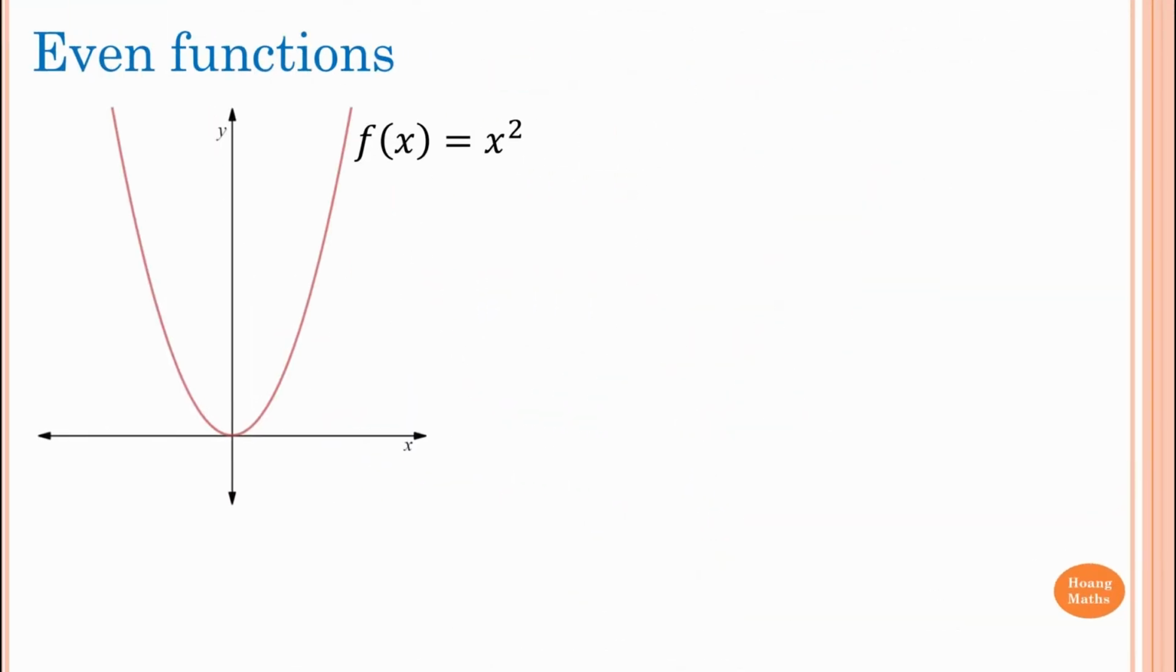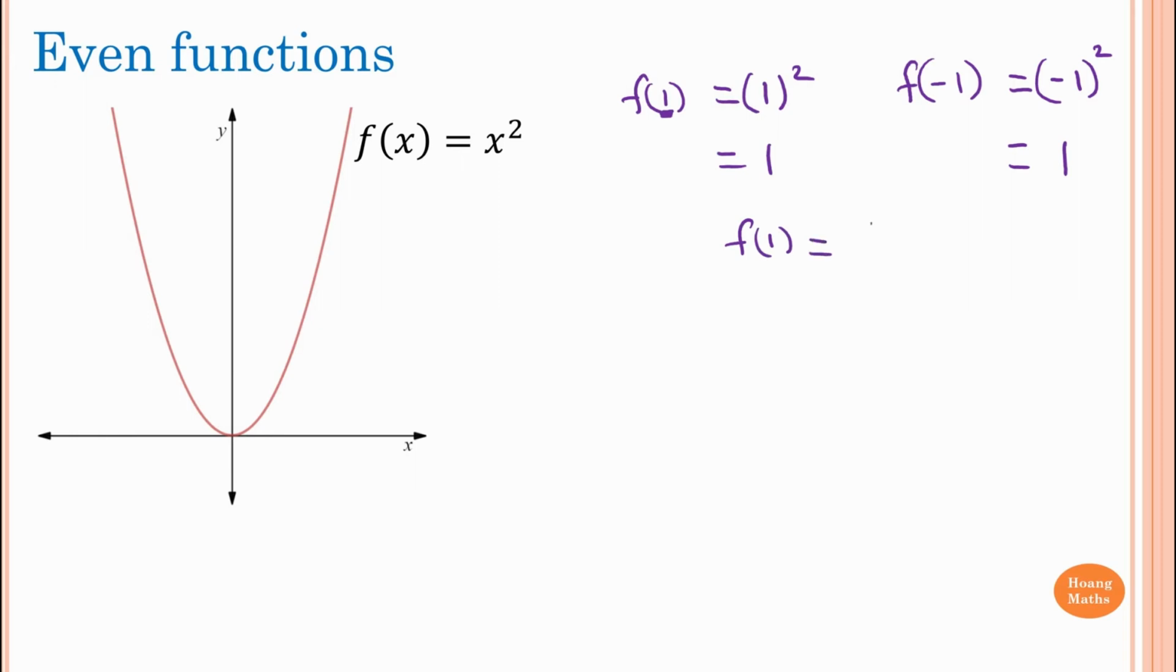For example, this even function here, f(x) is equal to x squared. So let's find f of 1. So x squared becomes 1 squared. So 1 squared is 1. And let's find f of minus 1. So f of negative 1 becomes negative 1 squared, which is equal to 1. So f of 1 is equal to f of negative 1.